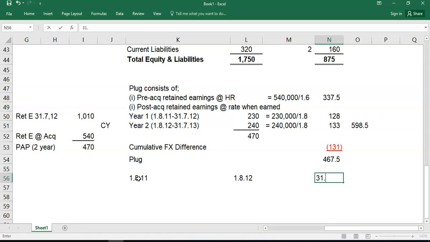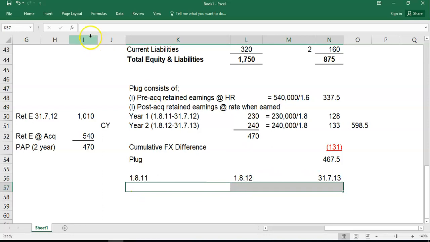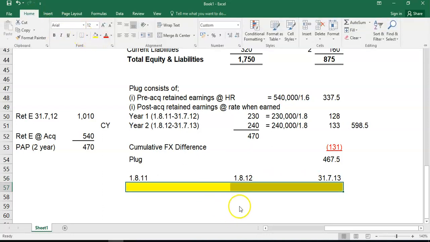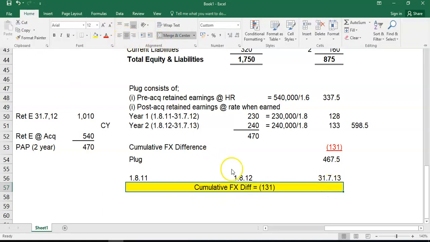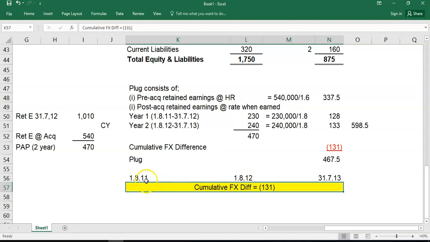And then we have the 31st of the 7th, 2013. So the cumulative FX difference covers all 2 periods in yellow. That's what we call cumulative FX difference, and that equals minus 131. This is an important point when you deal with prior acquisitions. Now, that's the first thing we're going to prove. From the acquisition date to now, the FX difference is 131, and we'll look at that in a second.